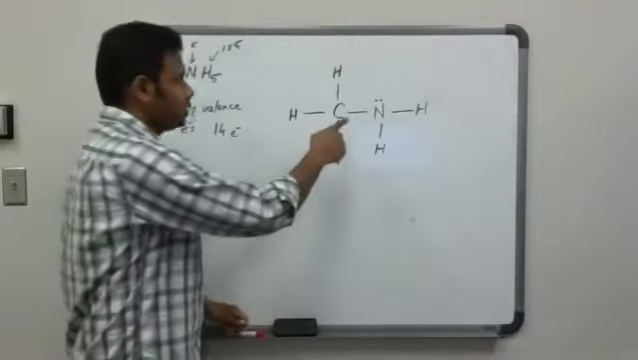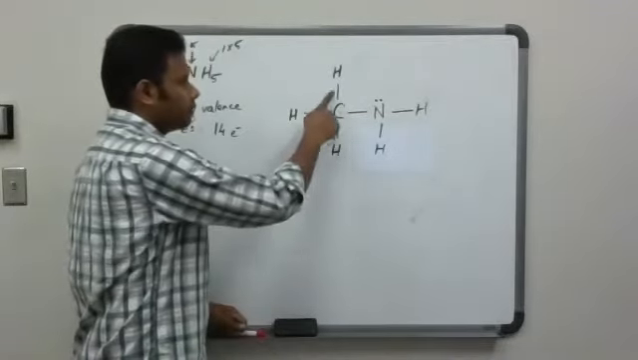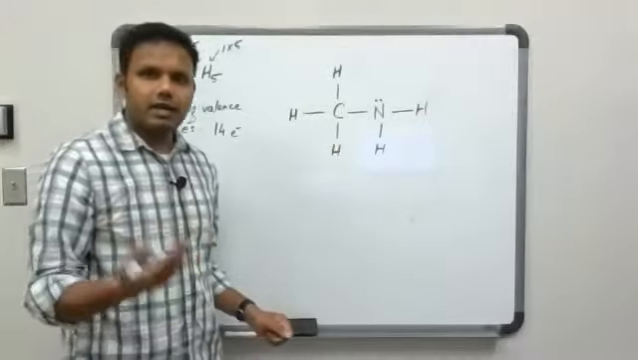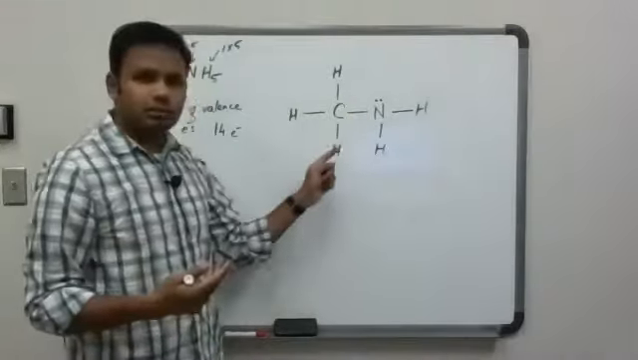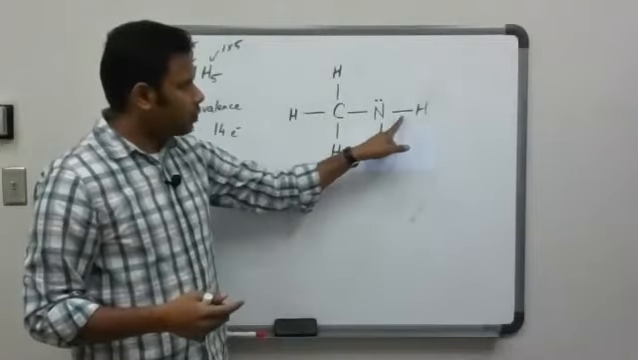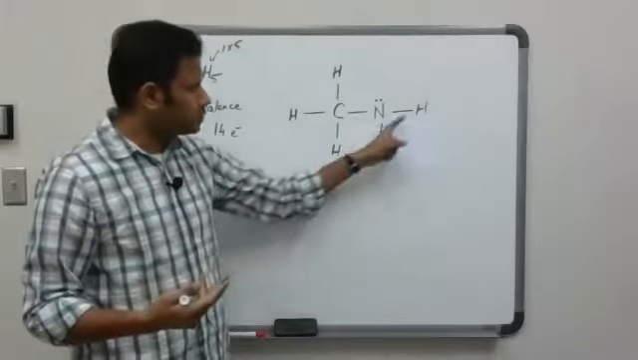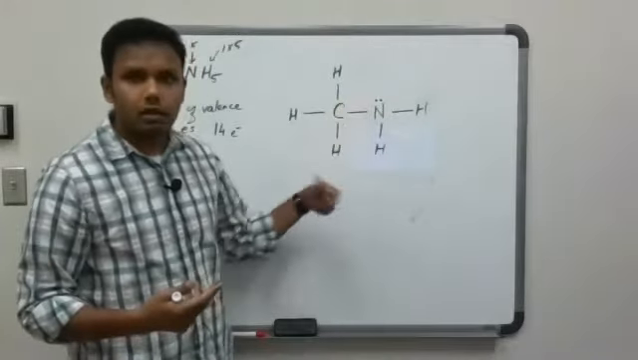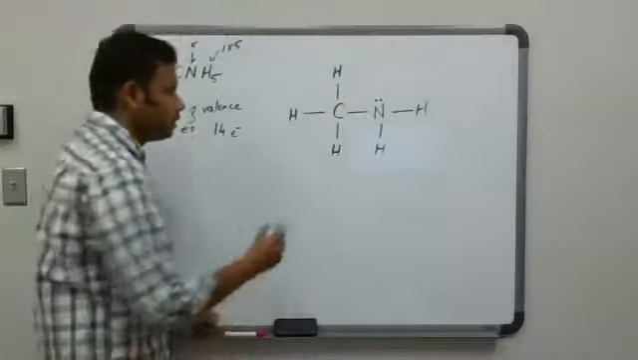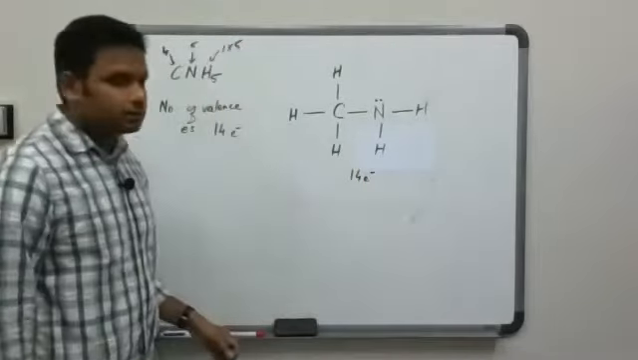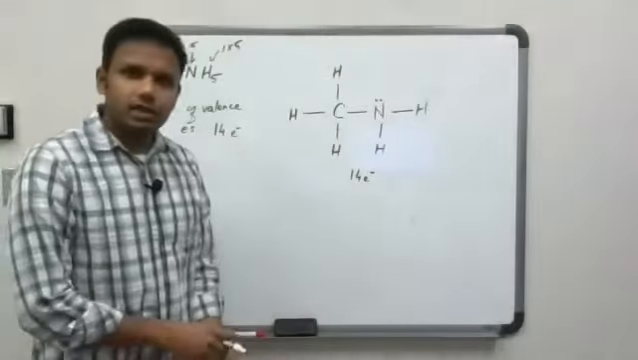Carbon has 1, 2, 3, 4 bonds around it. 4 bonds equals 8 electrons. So the octet is complete. Nitrogen has 1, 2, 3 bonds. 3 times 2 is 6. So 6 electrons plus a lone pair, that's 8 electrons as well. So this structure overall has 14 electrons. So this is a Lewis representation.